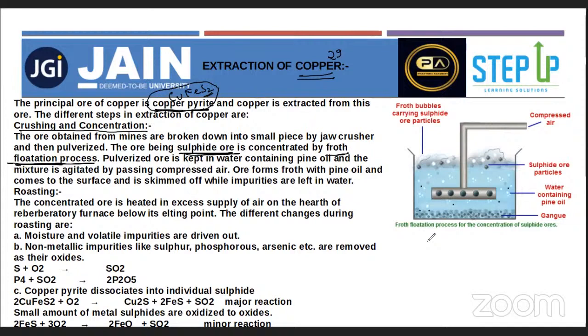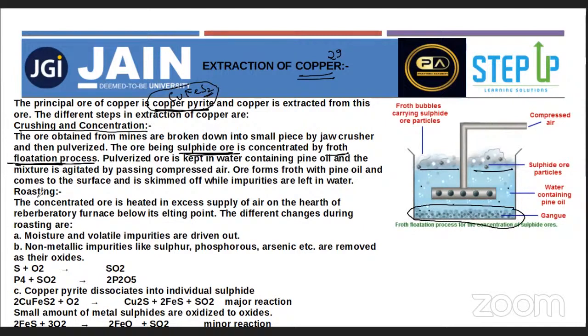Then we pass compressed air. The ore forms froth with pine oil and comes to the surface and is skimmed off, while impurities are left in the water. So ore will be taken out from here. And the impurities, this is gangue, which is a mixture of impurities. Fine. So this is the first step.